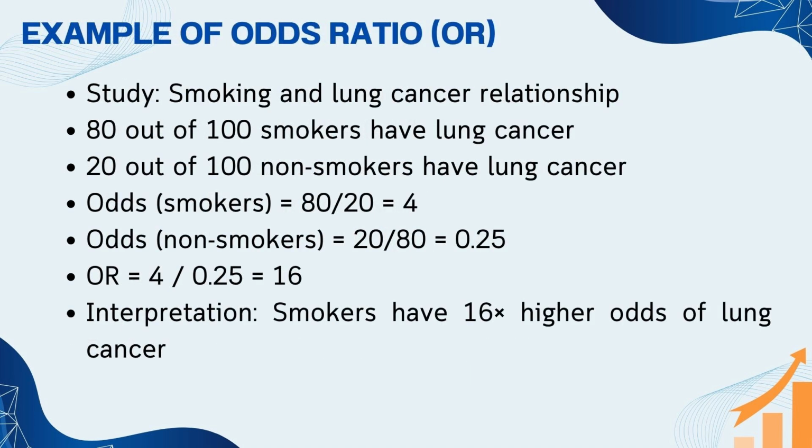Let us take an example. Suppose we are studying smoking and lung cancer. Among 100 smokers, 80 developed lung cancer and 20 didn't. Among 100 non-smokers, 20 developed lung cancer and 80 did not. The odds for smokers is 80 divided by 20, which is equal to 4, and the odds for non-smokers is 20 divided by 80, which is equal to 0.25. So the odds ratio will be 4 divided by 0.25, which is equal to 16. That means smokers have 16 times higher odds of developing lung cancer than non-smokers.